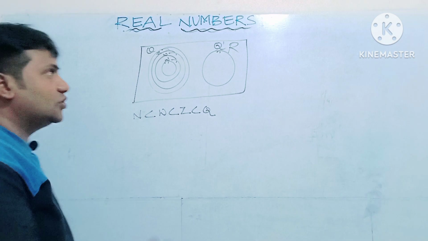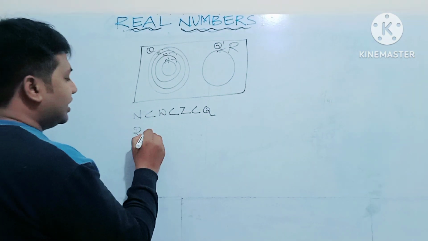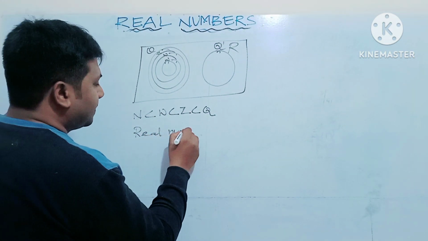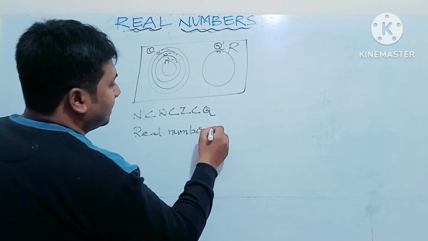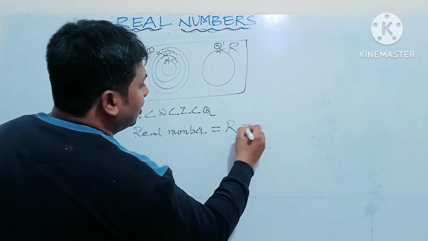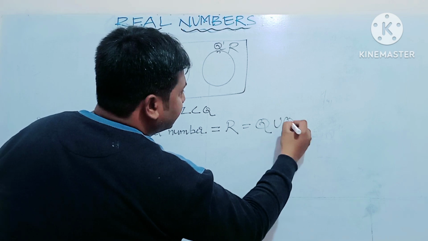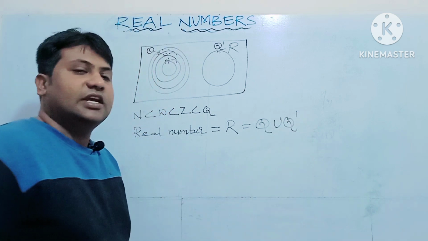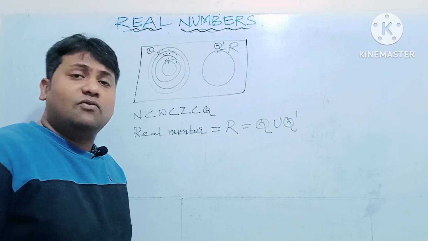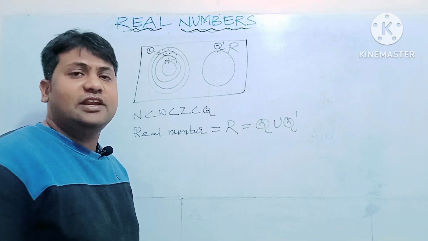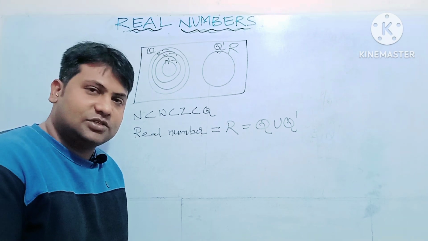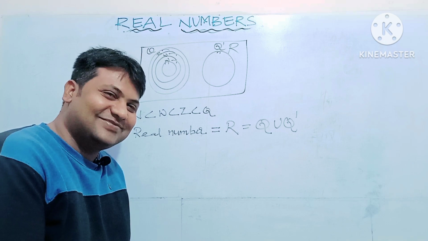Got it? So what is a real number? Real numbers are the union of rational and irrational numbers. It is a union of what? Rational and irrational numbers. Hope you have understood.